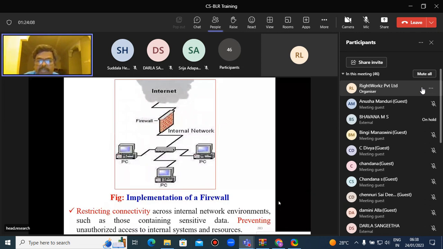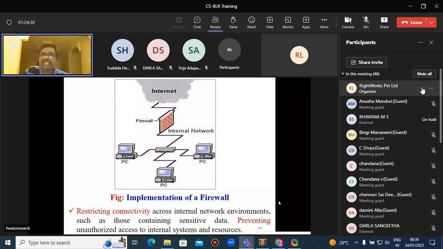Now we have implemented a firewall between the internal network and the internet, and connected all the pieces, personal computers. So this is the way we can implement the firewall: restricting connectivity across internal network environments such as those containing sensitive data, preventing unauthorized access to internal systems and resources. That is called implementation of firewall.